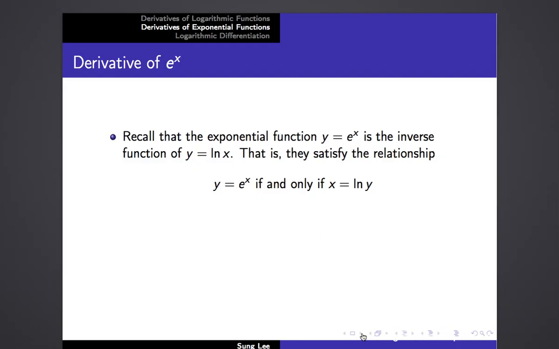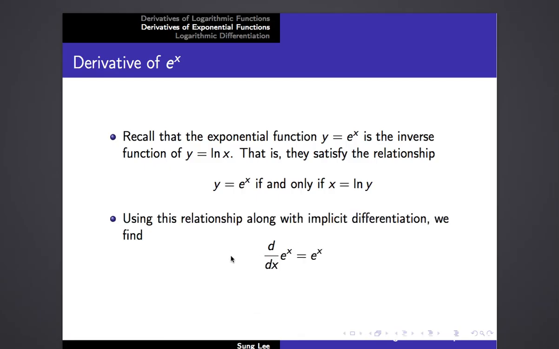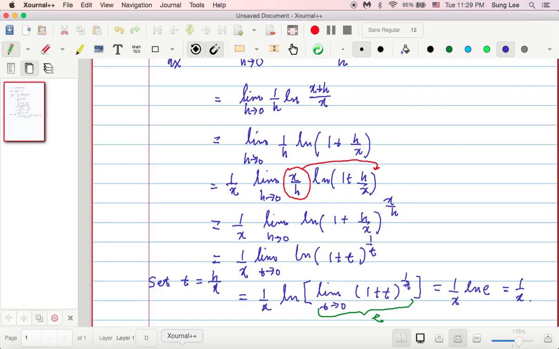Using this, we can find the derivative of e to the x. It turns out that the derivative of e to the x is very interesting itself. No matter how many times you take the derivative of e to the x, you always get the same thing, e to the x. Let's see how we can use this inverse relationship to get this one. For that, we are going to get back to my notepad.